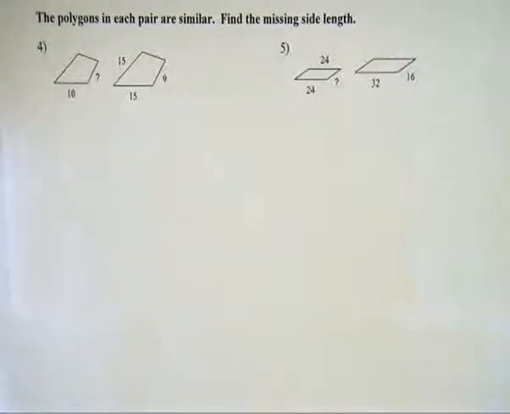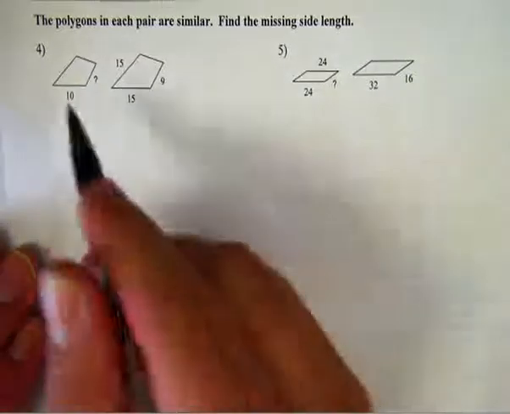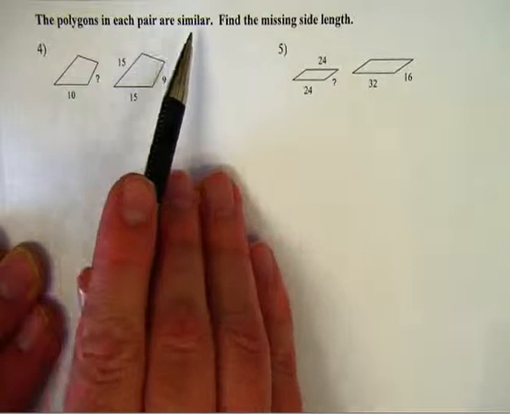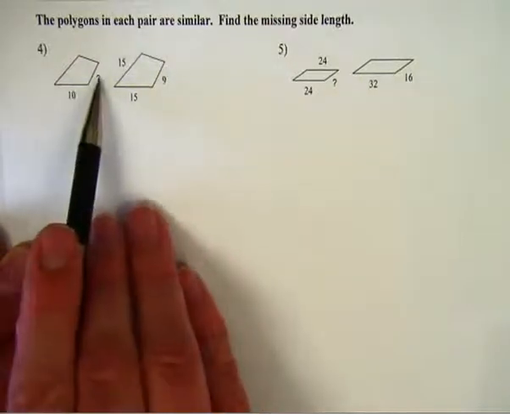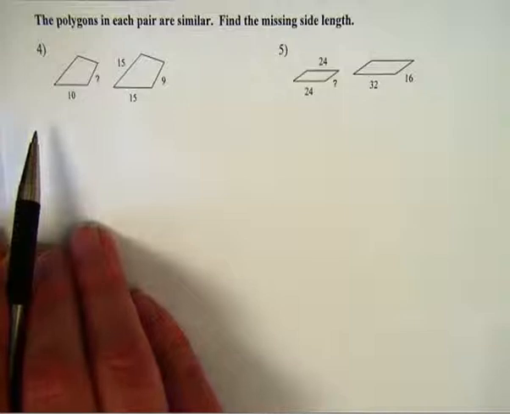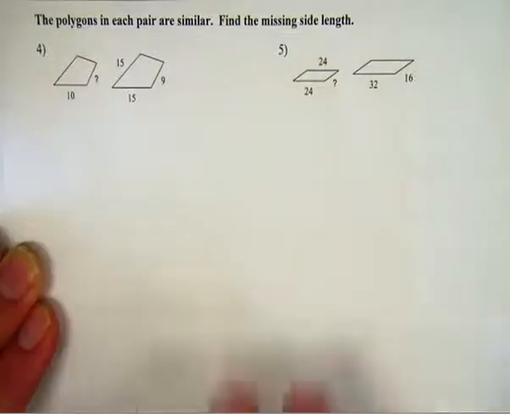Alright, now let's look at what it takes to find missing links using this idea of proportionality. So in this problem we have two figures which are similar, we're told that, and we're asked to find this missing side length. And what we're going to do is set up what's called a proportion, and a proportion is just two fractions set equal to each other.